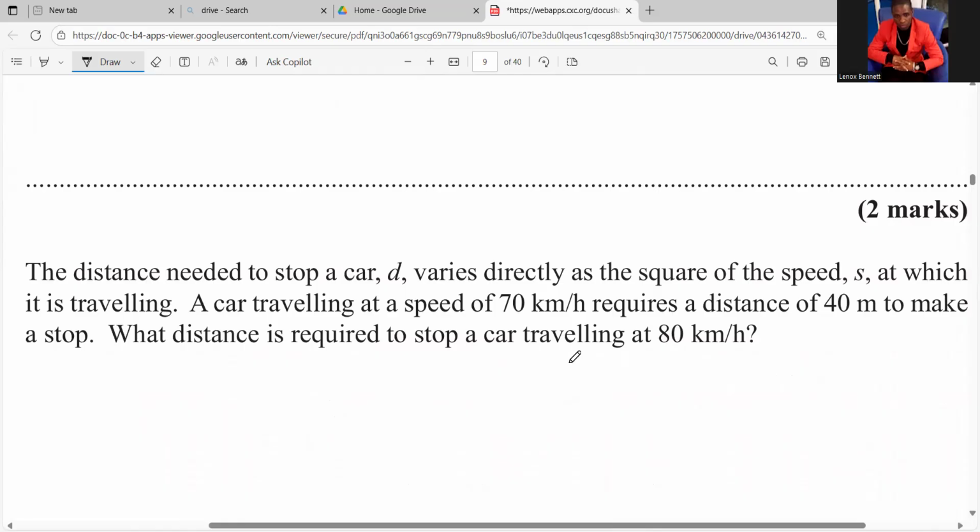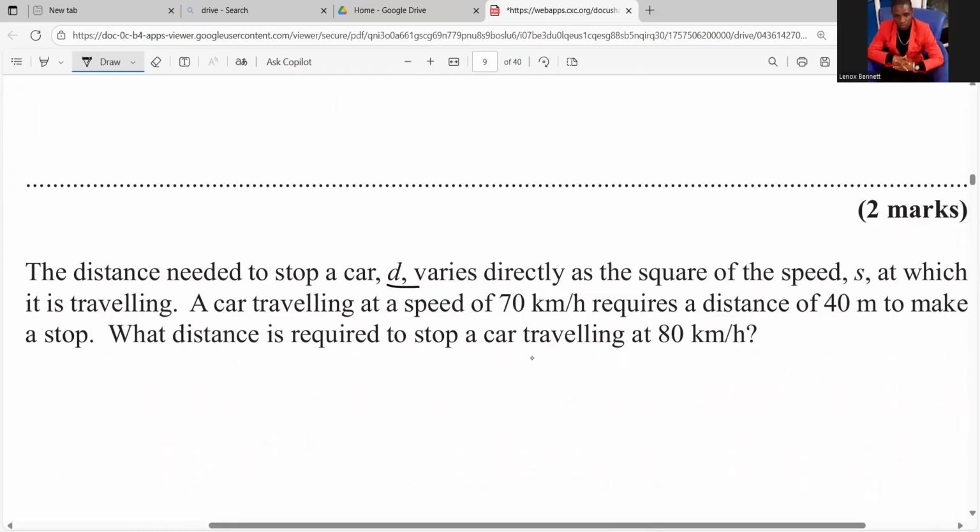All right. The distance needed to stop a car, D, varies directly as the square of the speed S at which it is traveling. A car traveling at a speed of 70 km/h requires a distance of 40 meters to make a stop. What is the distance required to stop a car traveling at 80 km/h? A lot of things happen. I could break it down one by one.